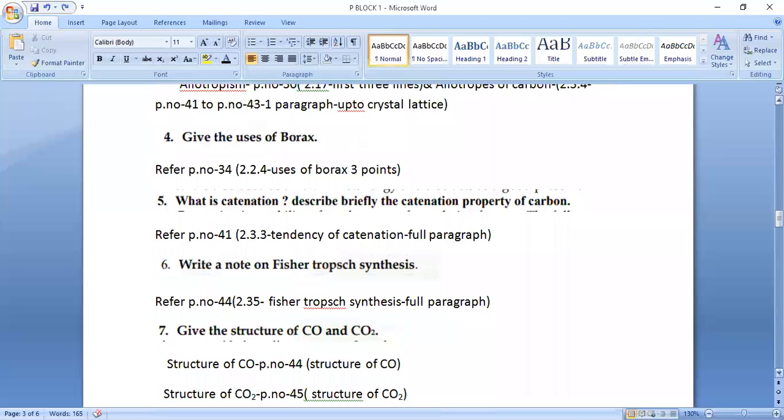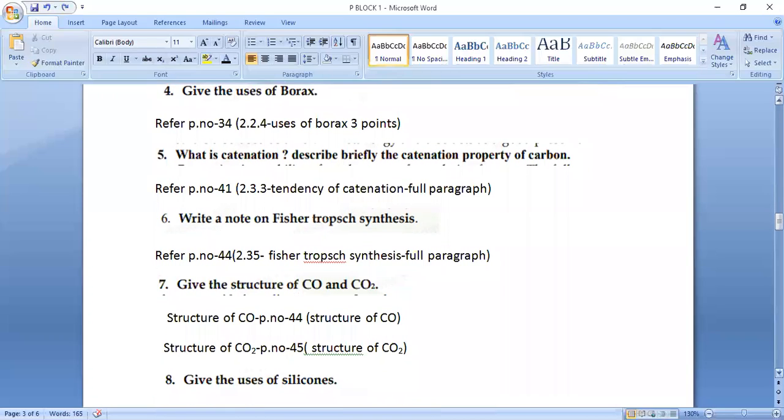So next, what is catenation? So describe briefly the catenation property of carbon. So for the answer, you need to refer to page number 41, 2.33, under the topic catenation, tendency of catenation. So the full paragraph you need to read. So next one is write a note on Fischer-Tropsch synthesis. For the answer, we need to refer to page number 44, under the content 2.35, Fischer-Tropsch synthesis. So the full paragraph you need to mark for this question.